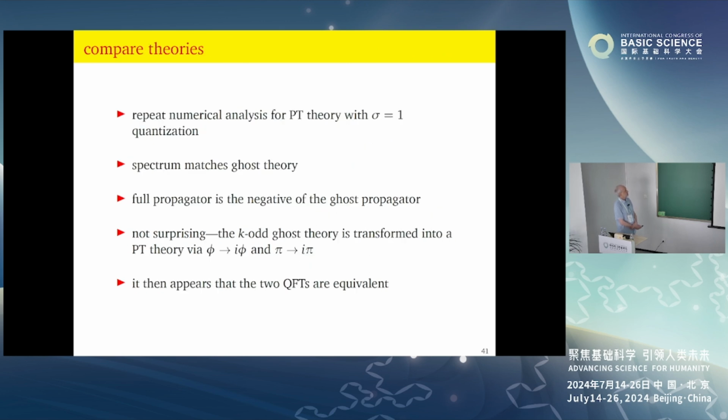Let's compare these theories via the spectra. I said I can quantize the PT theory, and so then I can do all the same things I did with the ghost theory. And I end up finding the spectrum matches. A few little differences: the full propagator is the negative of the ghost propagator. And all this is not surprising because the ghost theory is transformed into the PT theory just by multiplying the fields by i. So to me, it seems like the two quantum field theories are equivalent, that is, if you define the inner product in the PT theory in the way that does correspond to what's going on in the ghost theory.